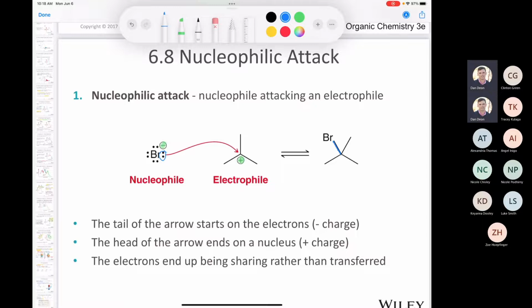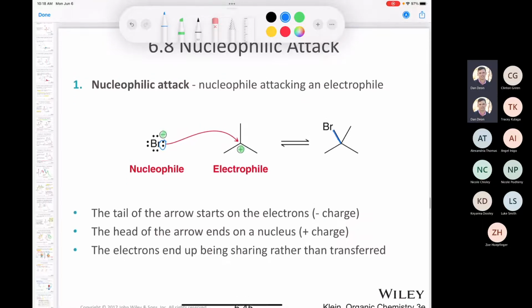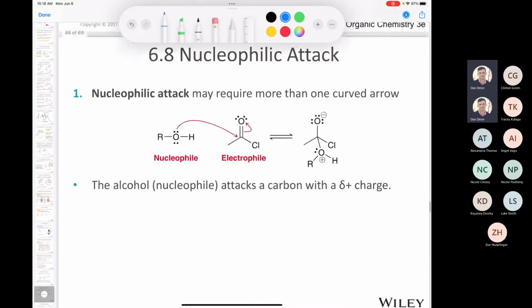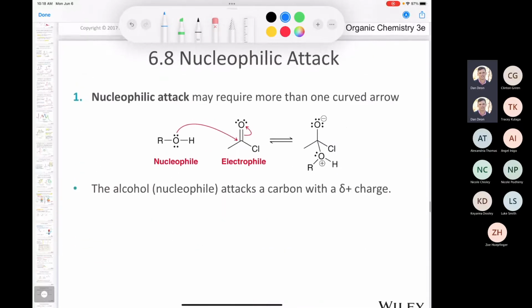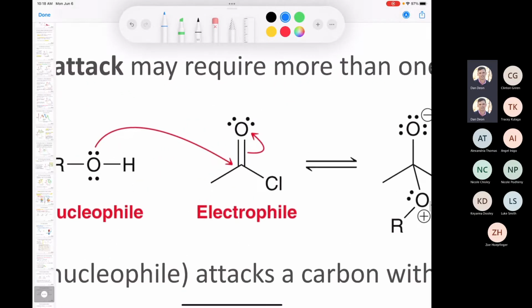Now, sometimes we can have a nucleophilic attack where we have simultaneous bonds being formed and bonds being broken. Take a look. Here's an example of a nucleophilic attack that requires more than one curved arrow. We have an alcohol. Now, remember, I told you that that is a weak nucleophile, but it's still a nucleophile. And then we have our electrophile. How do you know this is an electrophile, Mr. Dion? Well, we have a carbon atom here. It's attached to an oxygen and a chlorine.